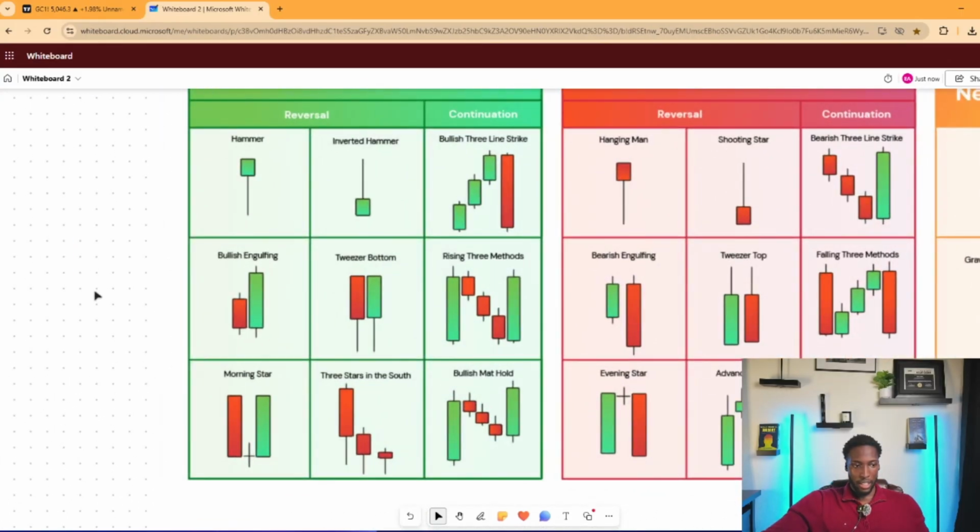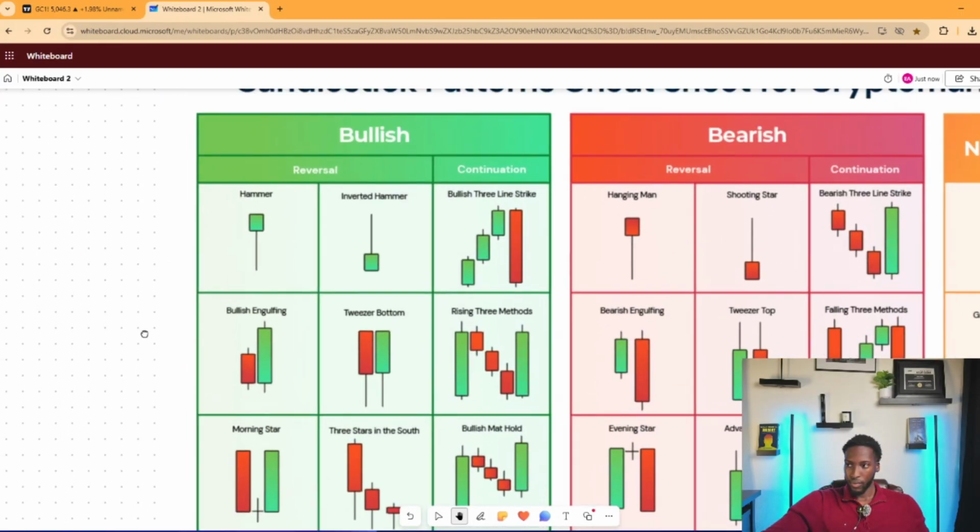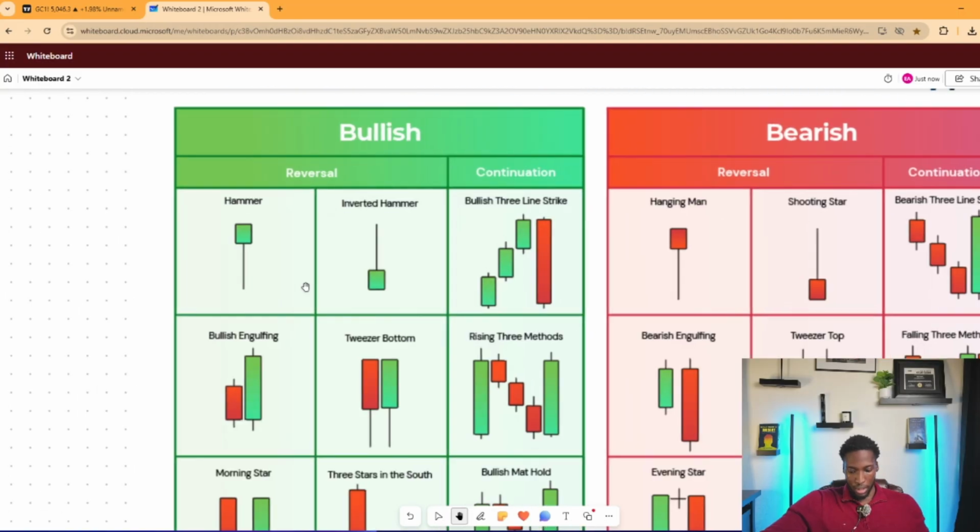I want us to look at each of these, right? For example, the hammer candle, right? So what happened? We're pretty much saying that price opened right here, right?